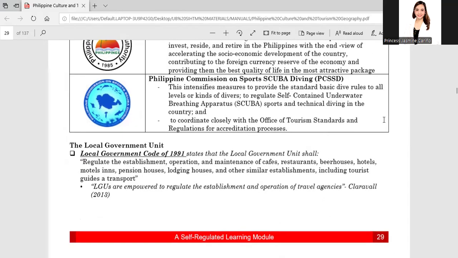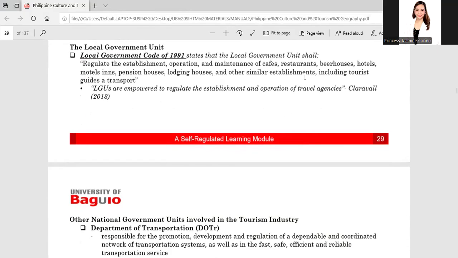Right, so let's go to the Philippine Commission on Sports Scuba Diving, or PCSSD. Again, class, SCUBA means self-contained underwater breathing apparatus, which divers use in order for them to survive the intensity or the depths of the waters. The PCSSD intensifies measures to provide the standard basic dive rules to all levels or kinds of divers.